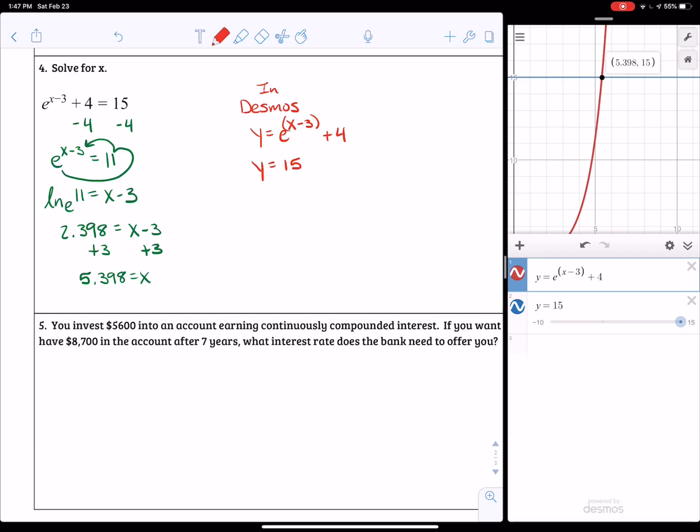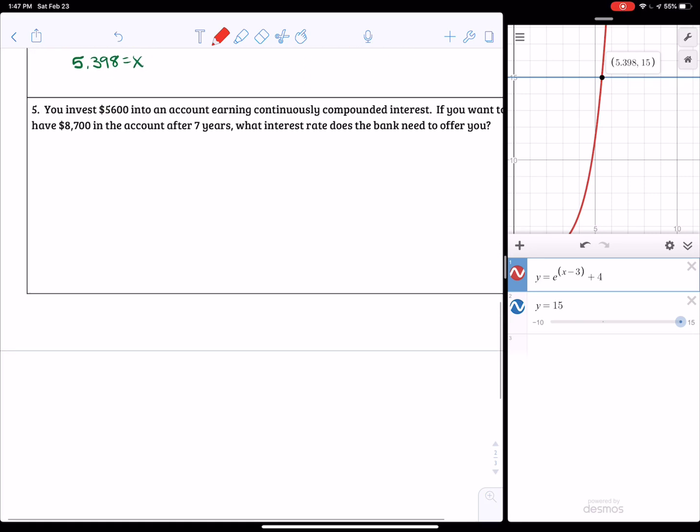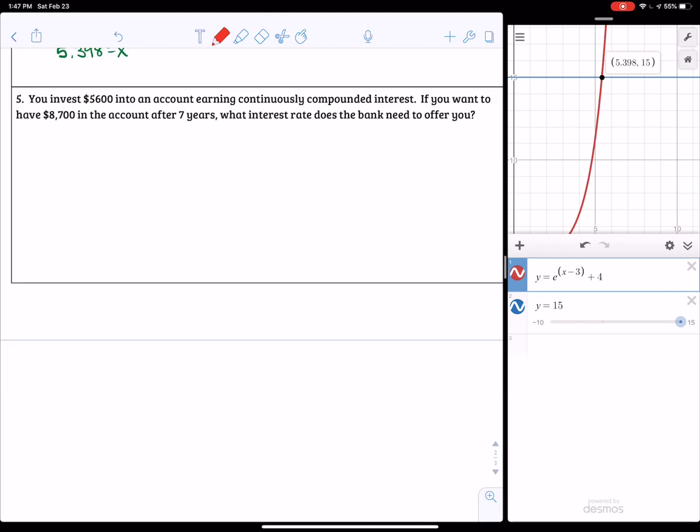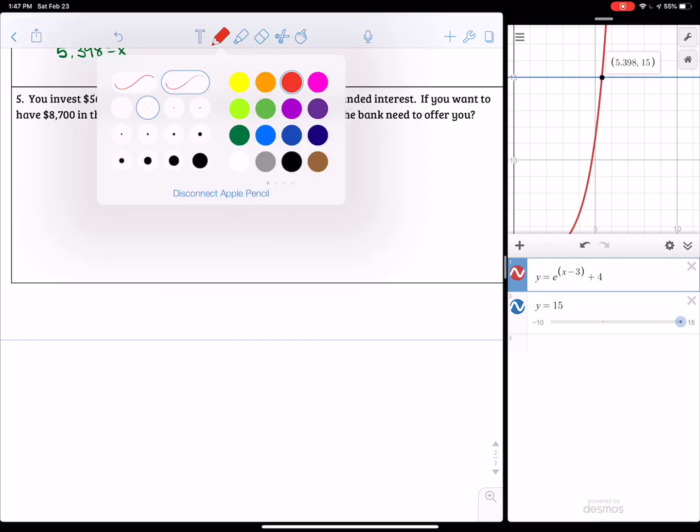Okay, so then let's type or write one more thing. Find where they touch, and then you just want the x value. You're only interested in that one value of the point where they touch. All right, the last problem for your quiz would look similar to this one. You invest $5,600 into an account earning continuously compounded interest. If you want to have $8,700 in the account after 7 years, what interest rate does the bank need to offer you?